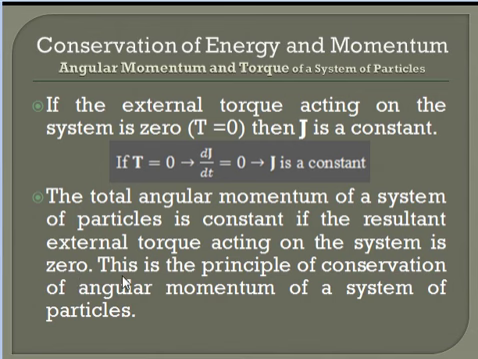That is, in the absence of external torque, the total angular momentum of a system is conserved, and this principle is called the conservation of angular momentum of a system of particles. So the principle of conservation of angular momentum for a single particle can be easily generalized for a system of particles.